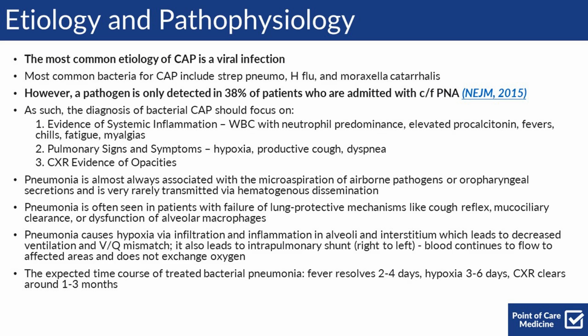For the etiology and pathophysiology, the most common bacteria for CAP include strep pneumo, H. flu, and Moraxella catarrhalis. However, a pathogen is only detected in 38% of patients who are admitted with concern for pneumonia. As such, the diagnosis of bacterial CAP should focus on: 1. Evidence of systemic inflammation, with a white count with a neutrophil predominance, an elevated procalcitonin, fevers, chills, fatigue, and myalgias. 2. Pulmonary signs and symptoms including hypoxia, a productive cough, and dyspnea. And 3. Chest X-ray evidence of opacities.